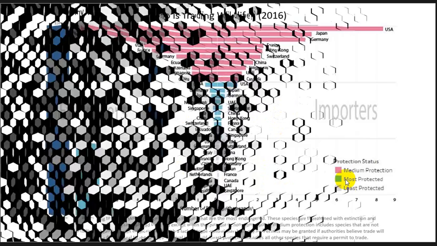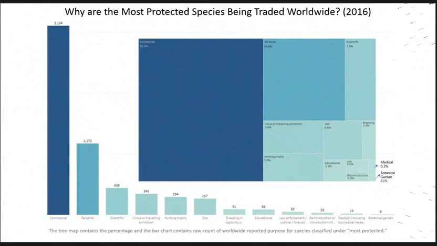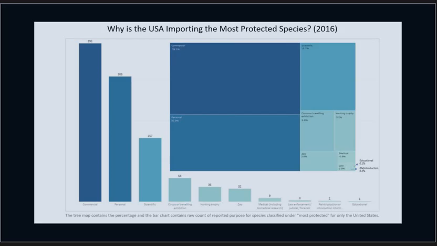And then a tree map embedded in a bar chart. So we've talked a lot about increasing data density, and this is one way to do that. Show corresponding plots right next to each other and increase your data density that way.